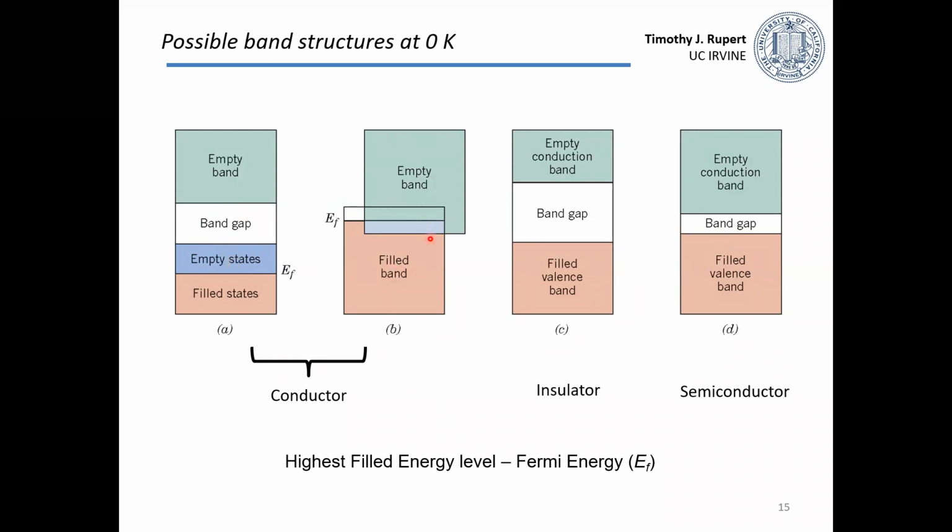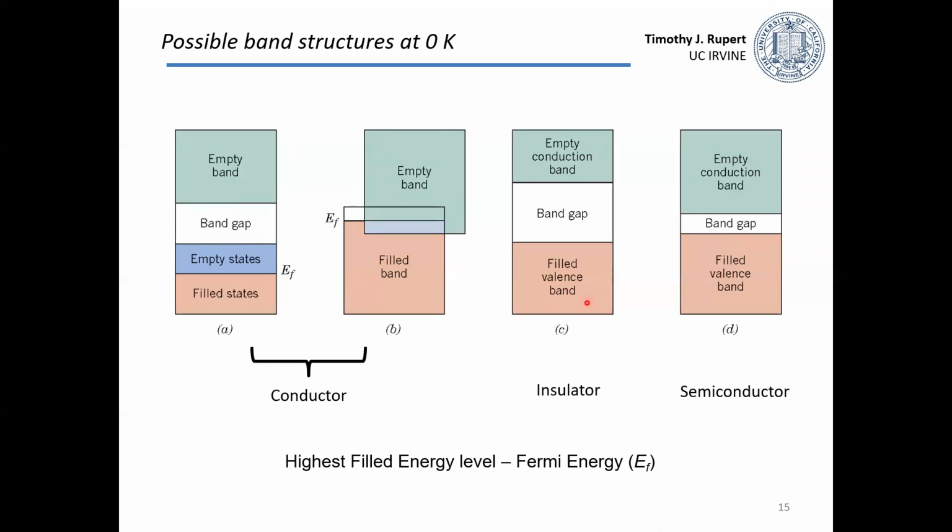Another possibility is you could have a situation where you don't have a band gap at all anywhere near your Fermi level. And in fact, your filled band and the next empty band overlap with each other. That's fine too. In both cases, these blue regions represent empty states which can easily be filled with electrons.